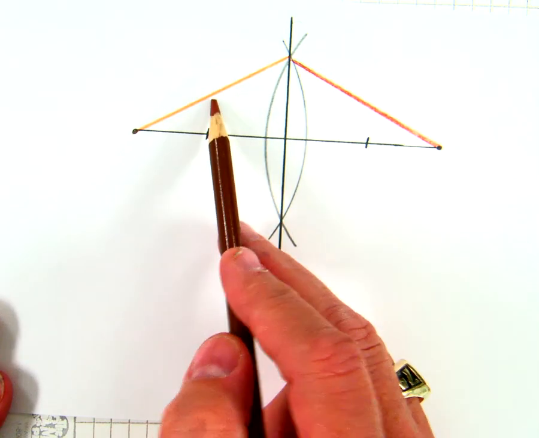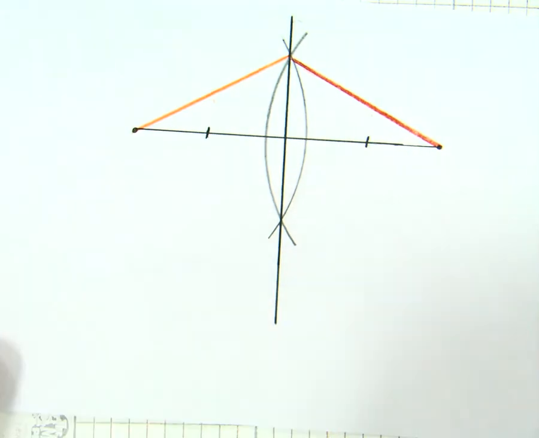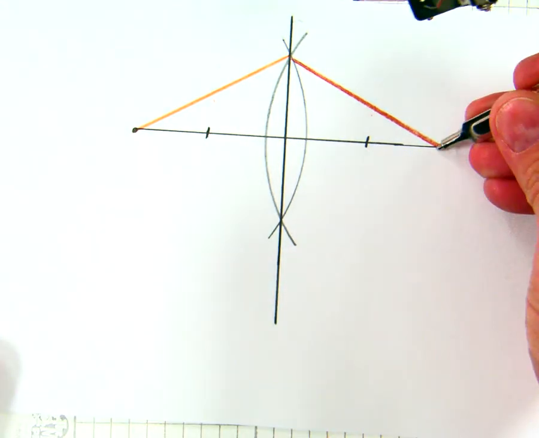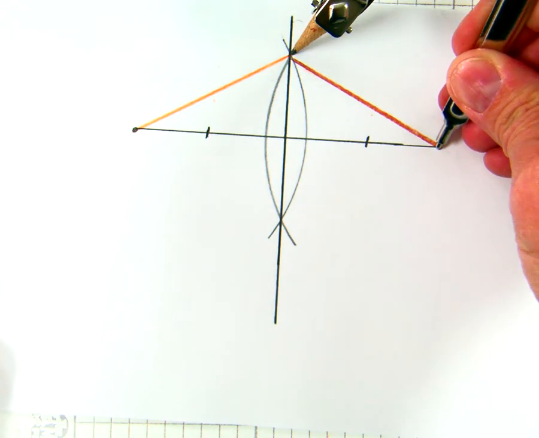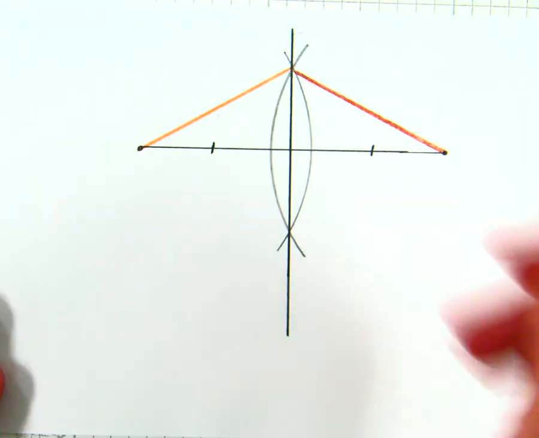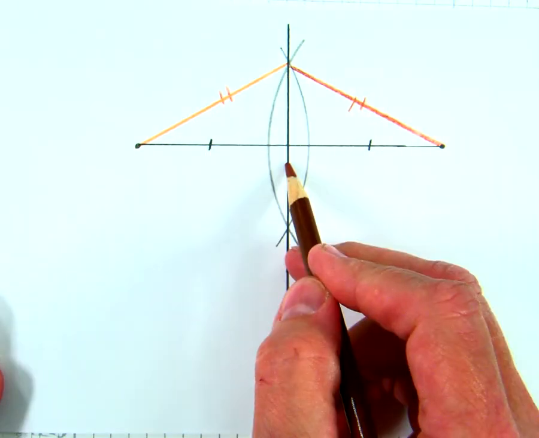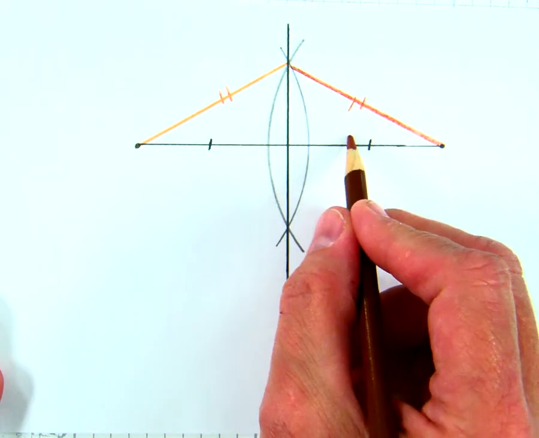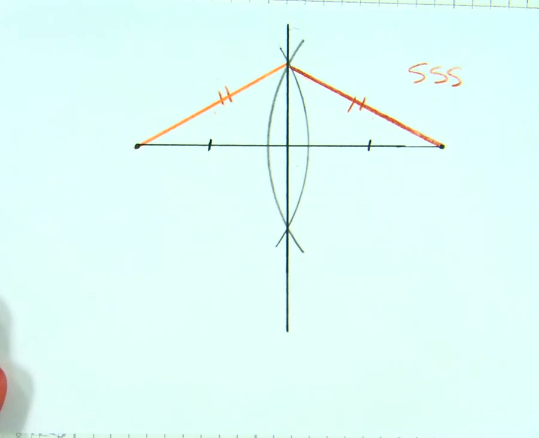These two segments, the orange one and the brown one, are congruent. Why are they congruent? Well, we drew them as radii of congruent circles. In other words, we didn't change the setting on the compass when we did it. So these all are congruent. The common side is congruent in both triangles, so this is side, side, side. These triangles are congruent.